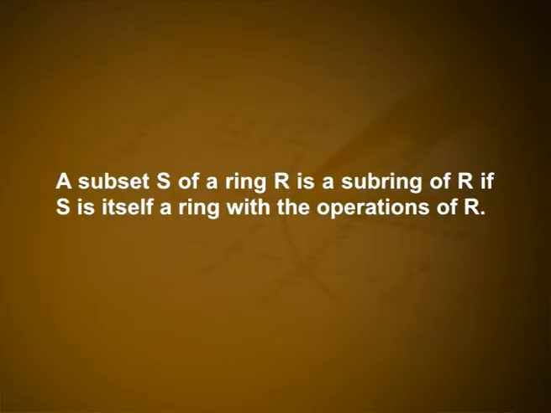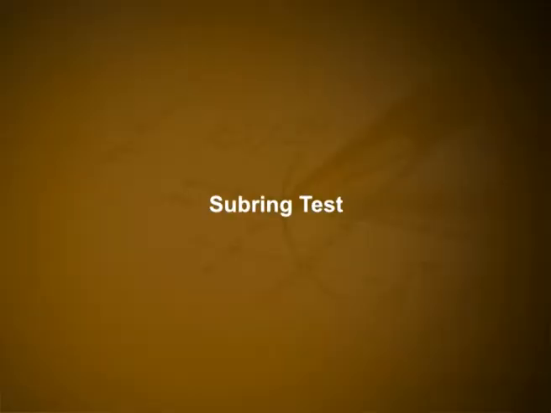Definition: a subset S of a ring R is a subring of R if S is itself a ring with the operations of R. Just as was the case for subgroups, there is a simple test for subrings. Theorem: subring test. A non-empty subset S of a ring R is a subring if S is closed under subtraction and multiplication. That is, if a minus b and ab are in S whenever a and b are in S.